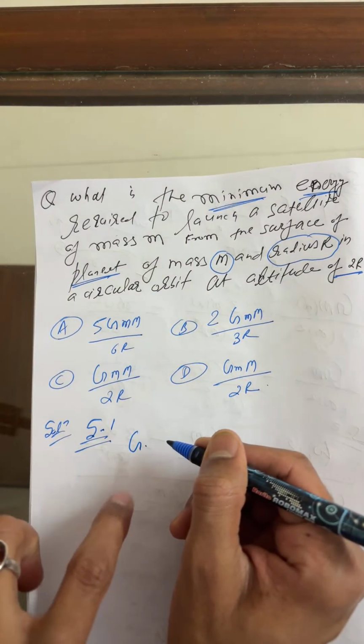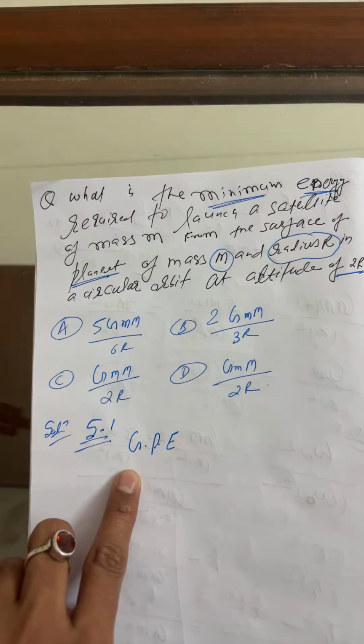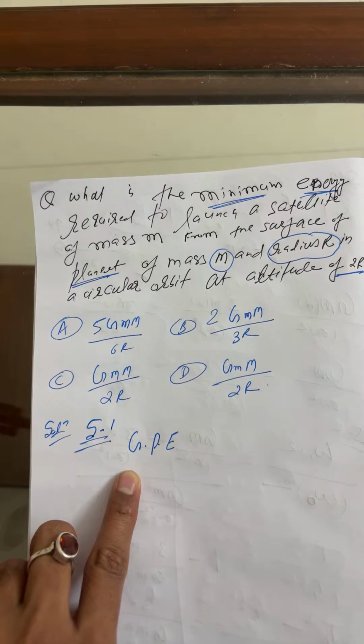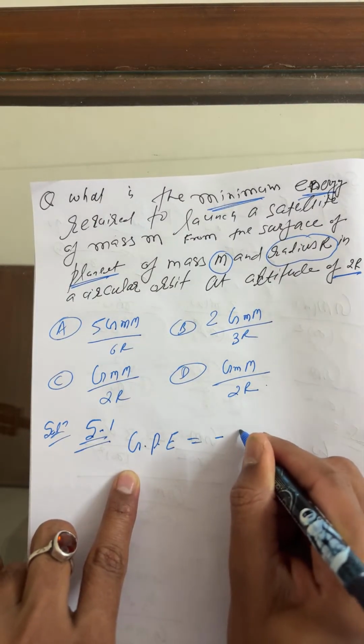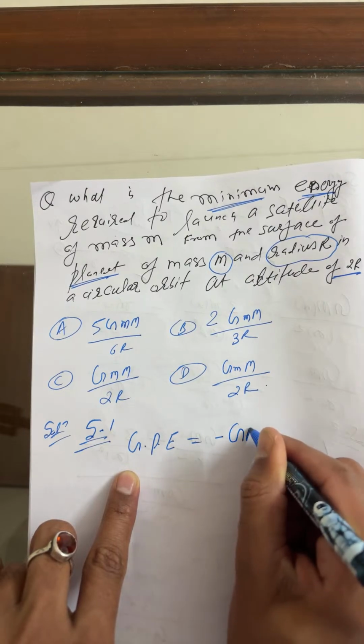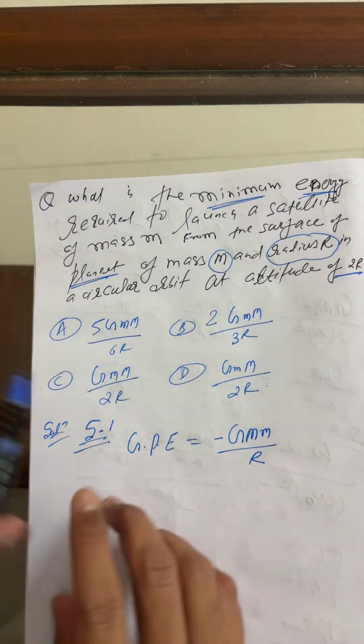Now, students, for the question here in step one, what I discussed was gravitational potential energy. Today I gave this formula in the classroom. Gravitational potential energy for a pair of masses is minus G capital M small m upon R, right?